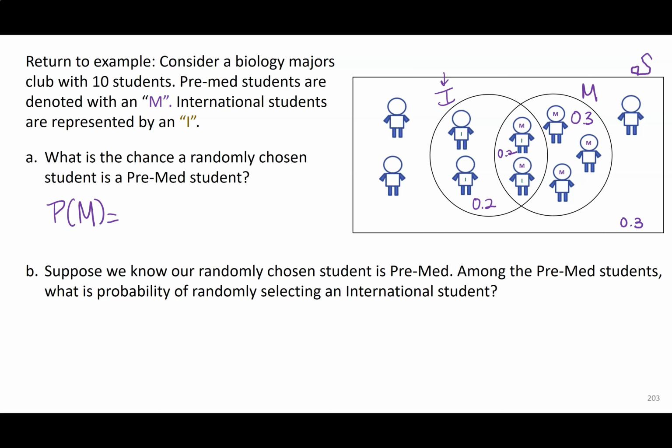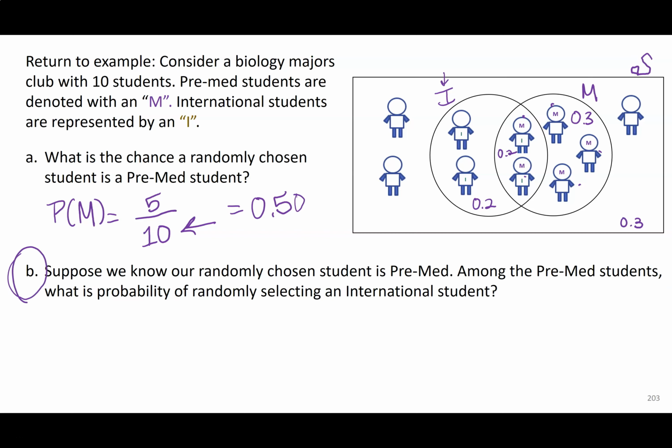So first off, I need to think how many students am I picking from? There are 10, so that's what goes on the bottom. How many of those 10 are pre-med? So I count them up, 1, 2, 3, 4, 5. So 0.5. Or I like to put the 0, 50% chance that if I randomly select a student that they are a pre-med student.